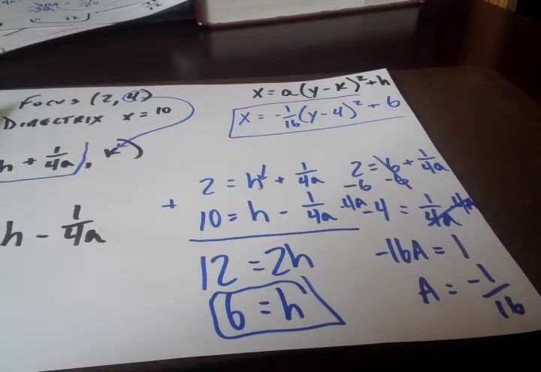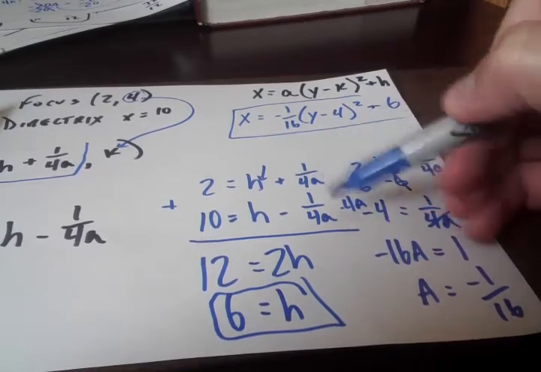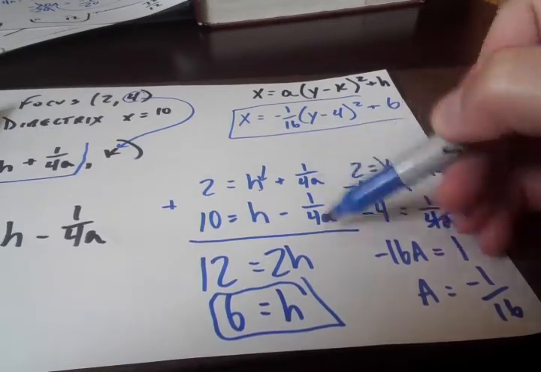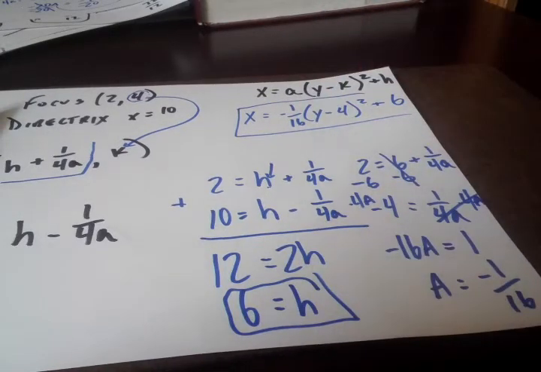Okay, so that was a little tricky just because we had to use substitution elimination to solve. But again, I would cancel out the 1 over 4a's, right? I would get those fractions out of there.